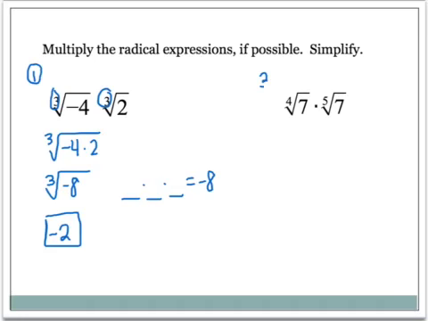Example 2. We have the fourth root of 7 times the fifth root of 7. You notice they have the same radicands, and that's great, but if they don't have the same index or the same root, you still cannot multiply them together. So the only thing I can do on this problem is write not possible.